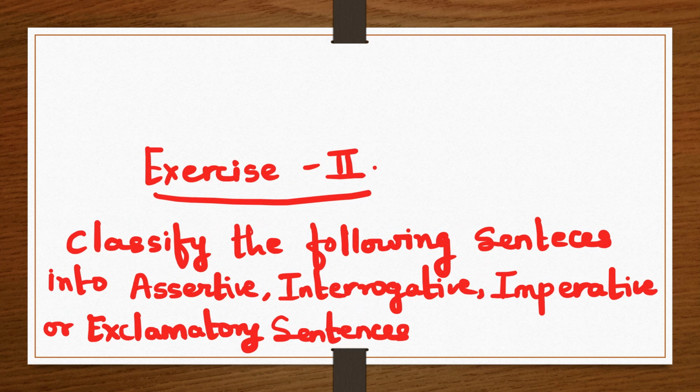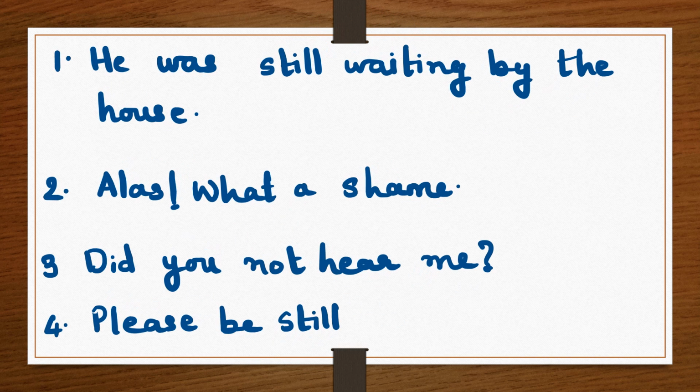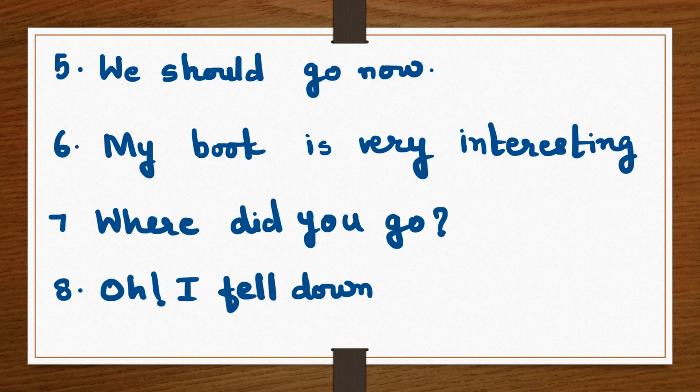The second exercise that we are going to do is classify the following sentences into assertive sentence, interrogative sentence, imperative sentence or an exclamatory sentence. The first question is, he was still waiting by the house. The second is, alas, what a shame. Did you not hear me? Please be still. The fifth question is, we should go now. My book is very interesting. Where did you go? Oh, I fell down.